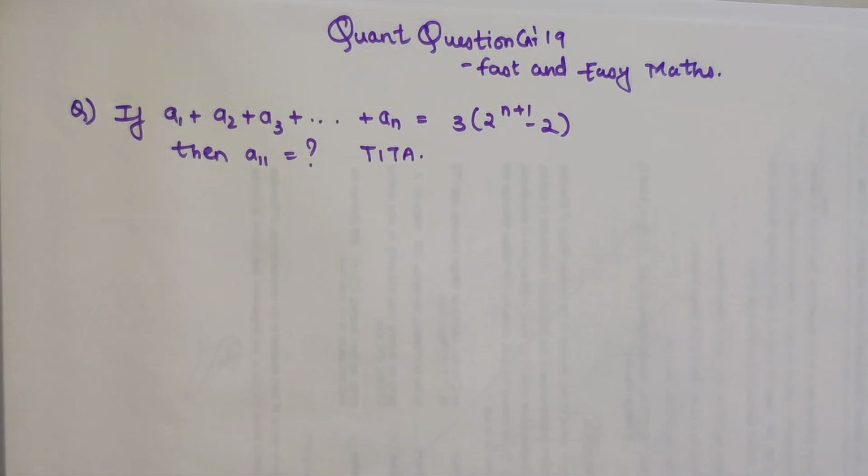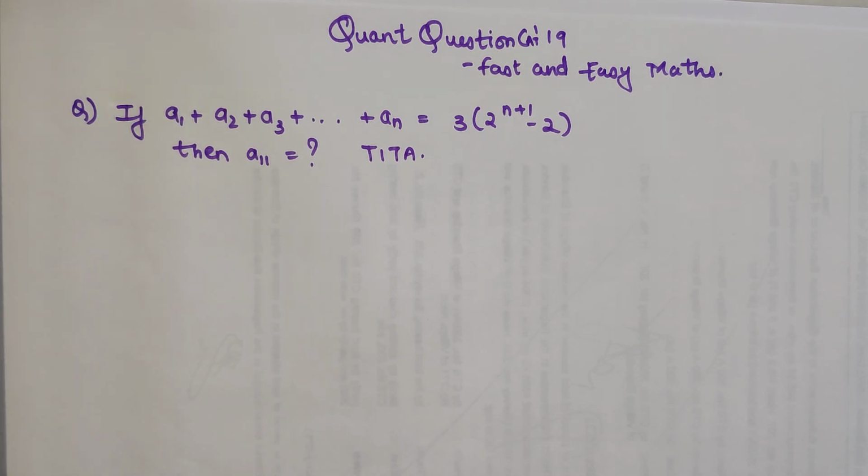This question was asked in the paper of CAT 2019. The question is, if a1 plus a2 plus a3 plus going on up to an is equal to 3 into 2 raised to n plus 1 minus 2, then a11 is what? And this is a TITA question, means you need to type in the answer. There will be no option given for you.